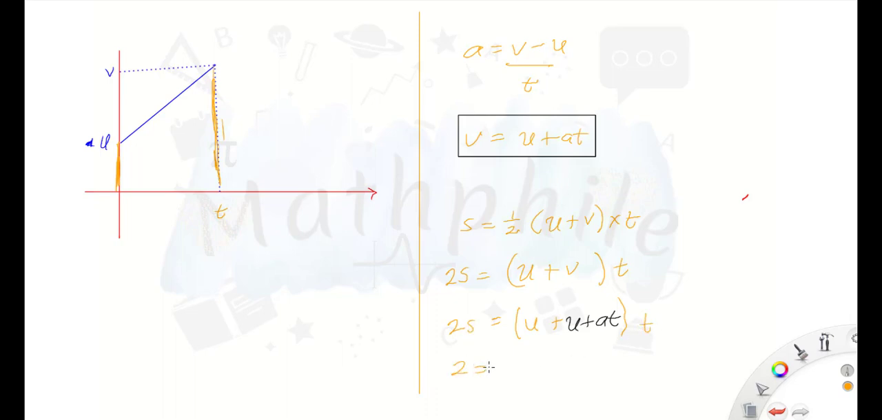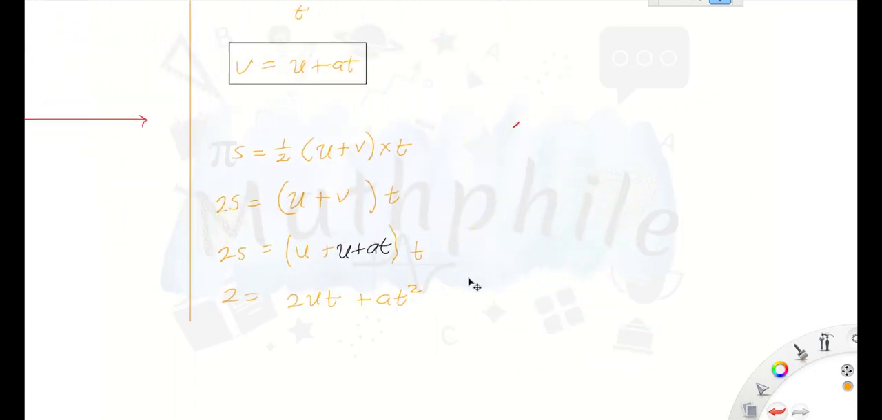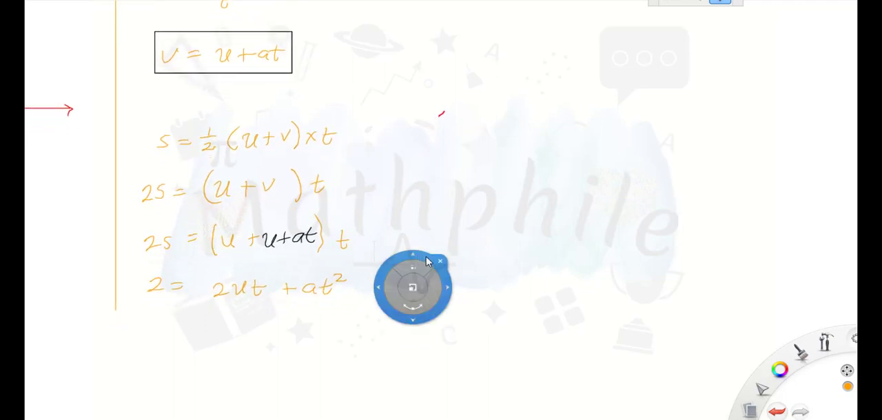Now doing expansions, I can get 2ut plus at squared. Do you agree with that? Is it 2ut? Okay, you agree with that one. So 2s is equal to 2ut plus at squared. Now at this point, I can make s the subject. s is going to be equal to, that is dividing both sides by 2, u t plus one over 2 at squared.